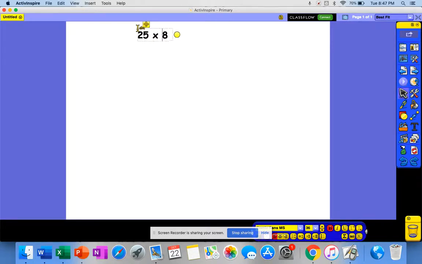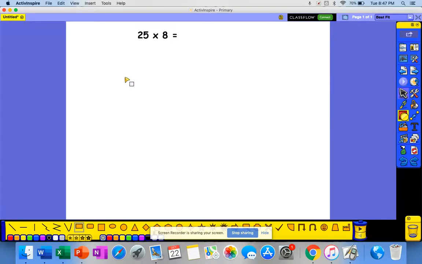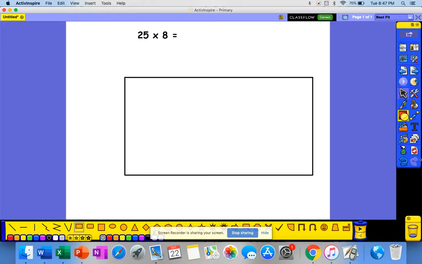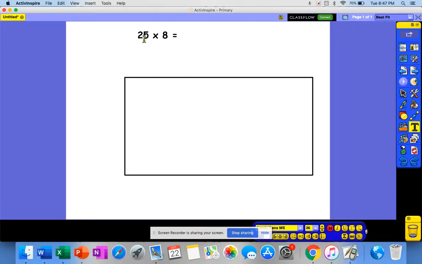Okay, so what they're going to do is use what we call a rectangle model to solve this. They'll begin by just drawing a box, and they are going to take each of these numbers and put it on the box, and then they're going to multiply. So we're going to start with 25. On 25, they're going to break that down into expanded form. So there are two pieces: I have a 20 and I have a 5. So they're going to put 20 plus 5 at the top of their box.